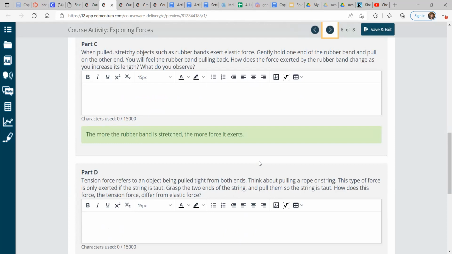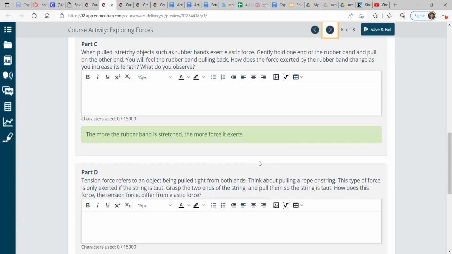When pulled, stretchy objects such as rubber bands exert elastic force. Gently hold one end of the rubber band and pull on the other end. You will feel the rubber band pulling back. How does the force exerted by the rubber band change as you increase its length? What do you observe? So the more you stretch that rubber band, the more force it exerts.